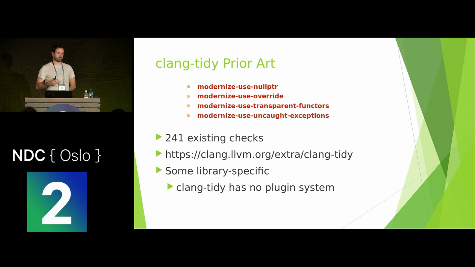There are a lot of library-specific checks in clang-tidy because clang-tidy doesn't have a plugin system. So you'll find checks in there which are specific to Boost or specific to Google's Abseil library and things like that. But it also means that if you're going to extend clang-tidy with your own tools, you're going to have to build Clang and clang-tidy yourself. So that's quite a disadvantage.